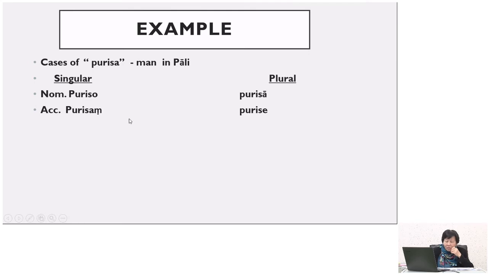So this is the way that we are going to study about the paradigm of cases in Pali. Does this one exist in English?